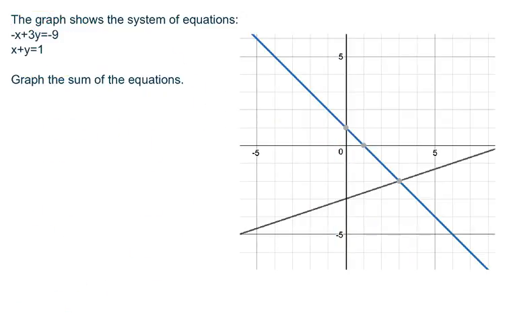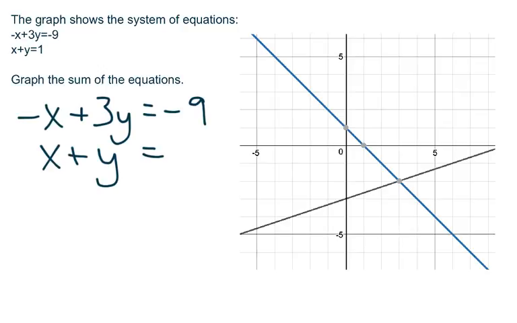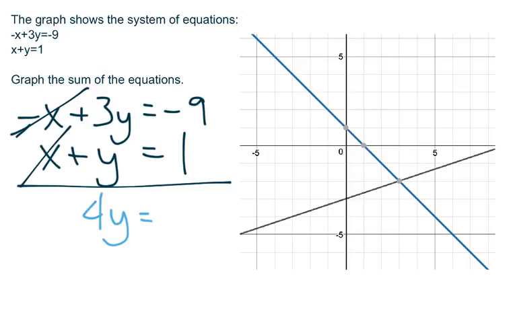Let's try one more. Graph the sum of the equations. So again, let's find the sum of the equations. Negative x plus 3y equals negative 9, and x plus y equals 1. My x's are ready to be canceled out here, so negative x plus x equals 0. 3y plus y equals 4y, and then negative 9 plus 1 equals negative 8. Solve for y, I get the equation y equals negative 2.